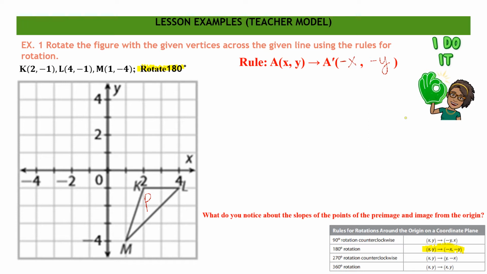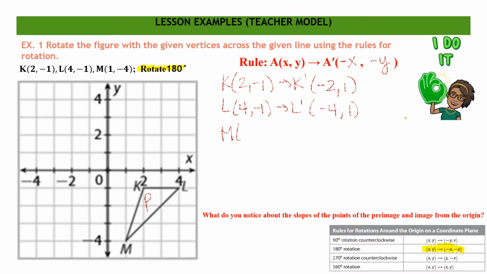So let's look at all three of our points. We have K. K is 2, -1, and if I wanted to find K prime, opposite of x, opposite of y would be -2, 1. And I have point L. L is 4, -1. So L prime would be -4, +1. And then M we have as 1, -4. So M prime would be -1, +4.